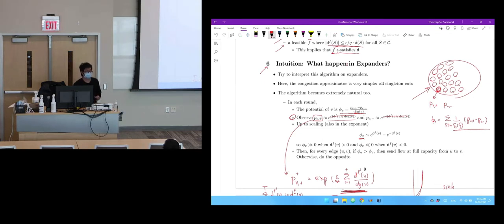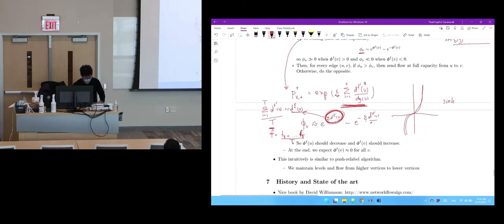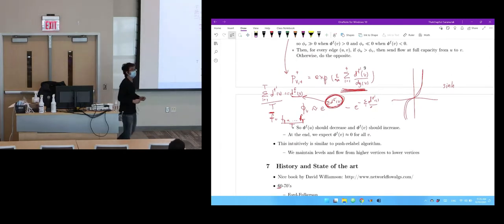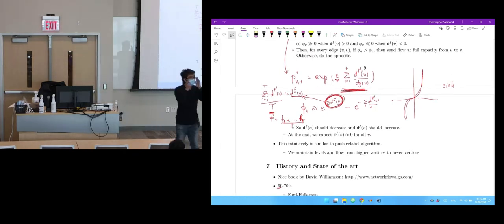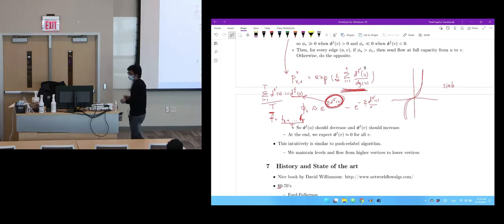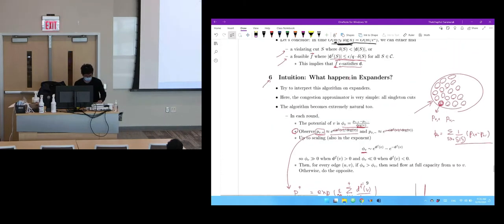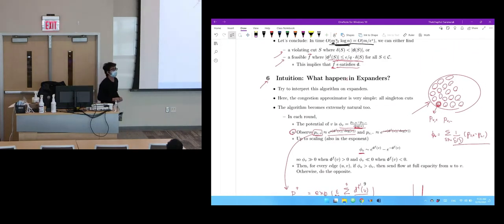Question about this? I have a question from when I was not. Can you scroll down? Yes. If it's long to explain, that's okay. Why is the all singleton cuts? Why is it like just an approximated base?